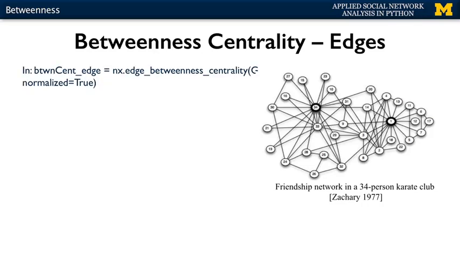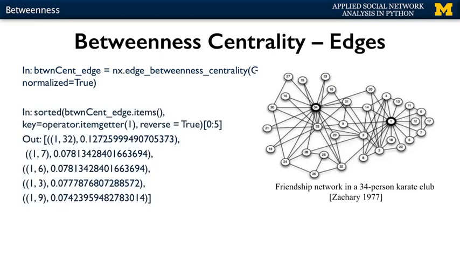And in NetworkX, you can use the function edge_betweenness_centrality to find the betweenness centrality of all the edges in the network. And so here, if we find the top 5 edges with the highest betweenness centrality, we find that these are it. So they all tend to be edges that are connected to node number 1, which, if you remember, node number 1 here is the instructor of the karate club.